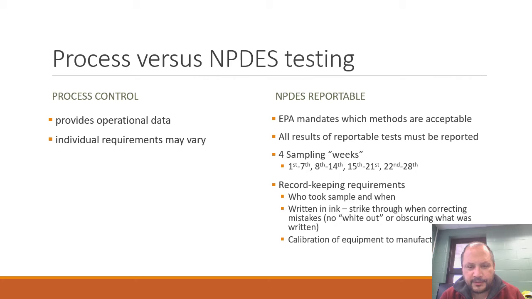Also, EPA has divided each month into 4 different sampling weeks based on the day of the month. So it doesn't matter what day the month starts on. Our first sampling week would begin on the 1st and end on the 7th. Second week begins on the 8th and ends on the 14th, and so on. So here at our plant, if we have a test that needs to be done 3 days per week, we would have to collect 3 samples in each period.